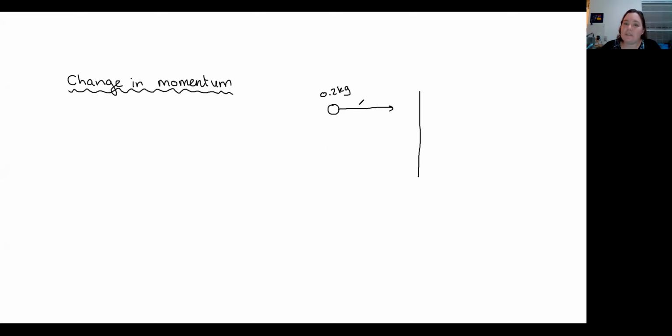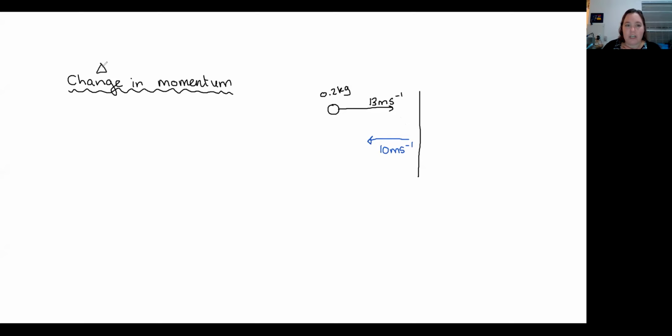Let's say that this comes in and it hits the wall and it's traveling at 13 meters per second. Quite fast, but I'm no expert on tennis balls, so we're going to pretend that it's normal. Then the ball hits the wall and it rebounds outwards, and when it rebounds outwards, it's traveling at 10 meters per second. So the first thing that we're going to do is talk about change in momentum.